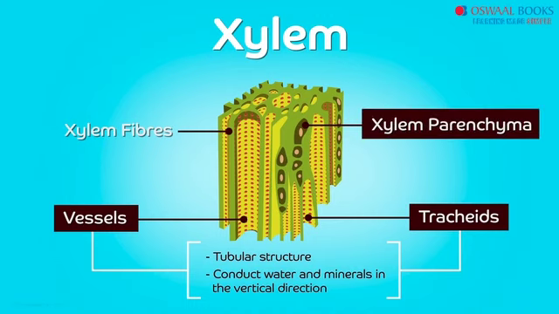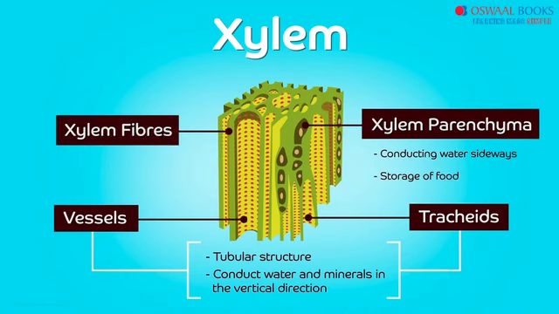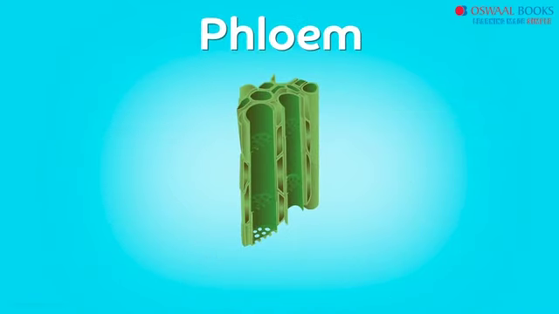Xylem parenchyma, unlike the normal parenchyma, mainly helps in conducting water sideways along with the function of storage of food. Lastly, xylem fibers. What do you think will be their function? Yes, being fibers, they will give mechanical support to the plant. Now let's talk about the next type, which is phloem, the one which helps in transport of food.